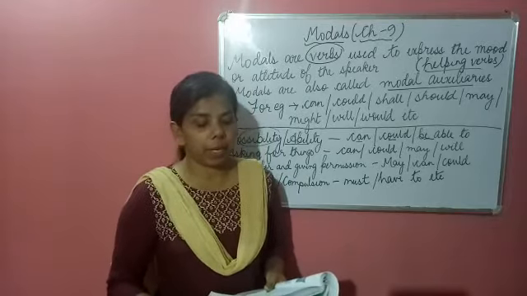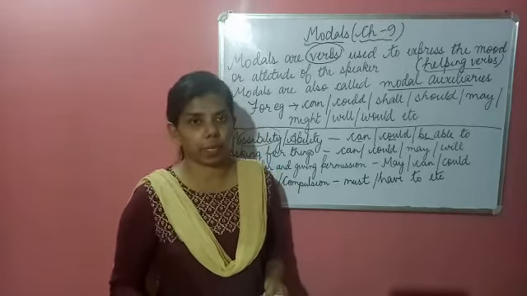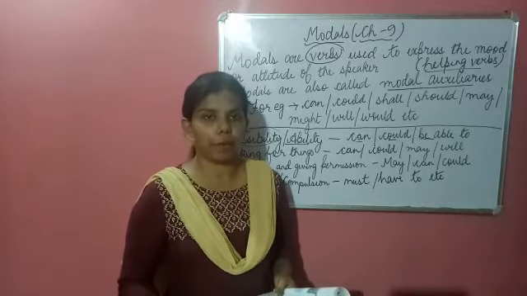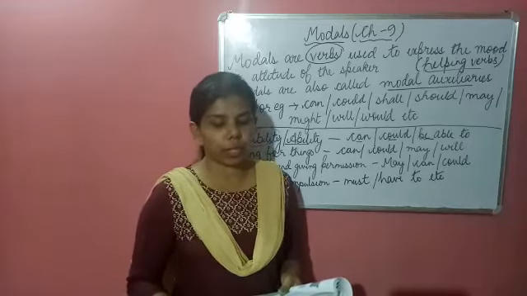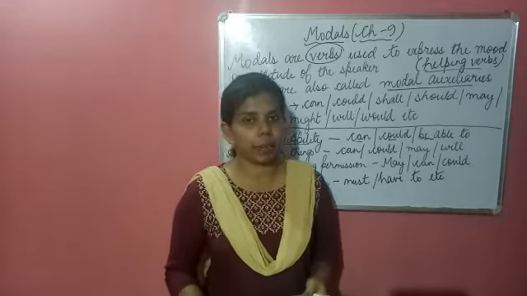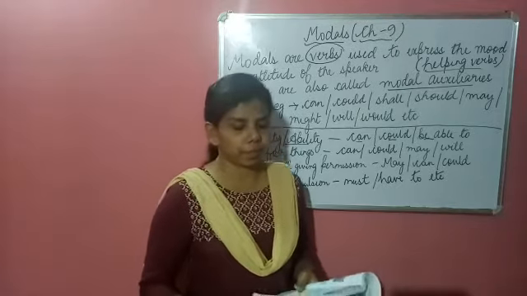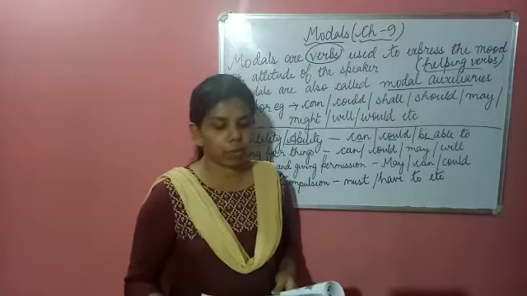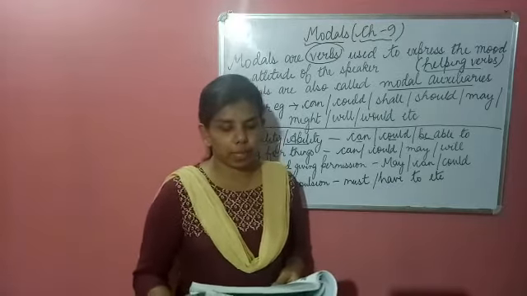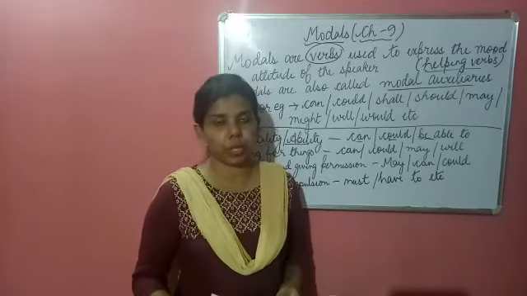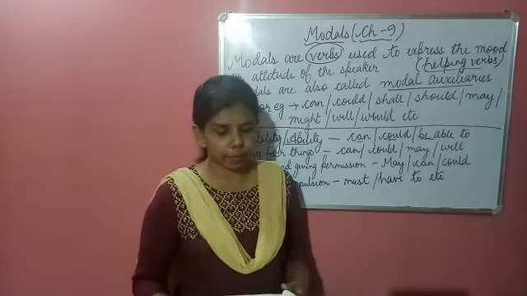But if I say you must carry the driving license while driving any vehicle, this is a compulsion. You have to do that anyhow. You have to drink a lot of water during summer to avoid dehydration. Here also have to is used to show compulsion. Next we come to must not, don't have to. You must not hit your pet. It is necessary that you don't hit your pet. So must not is also used to show necessity.